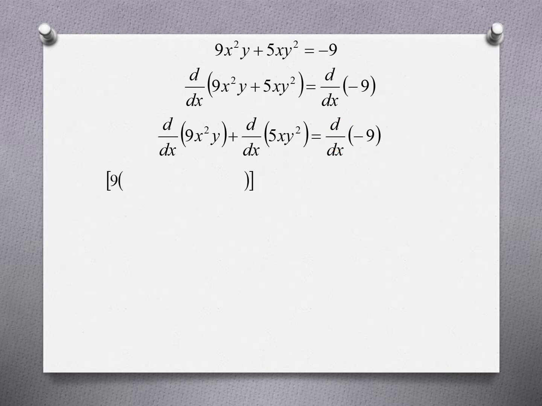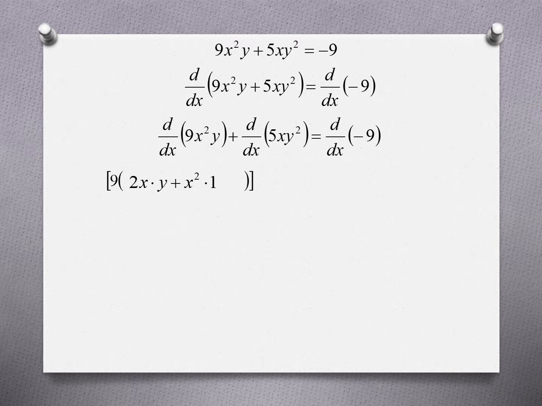So in the first term on the left, the 9x squared y, if I take the derivative of that, I should recognize that the product rule is necessary because I have a product. Okay, so I'm going to take the derivative of 9x squared y with respect to x. Of course, I'm taking the derivative with respect to x. So in order to do that, I'll employ the product rule.